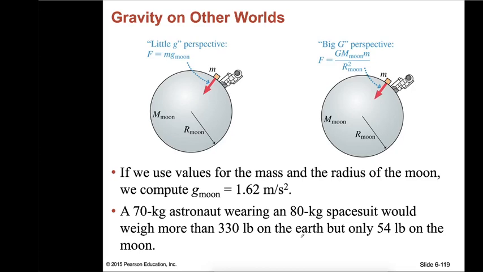Okay, if we use the values for mass and the radius of the moon, we can calculate the gravitational acceleration on the moon is 1.6. So a 70-kilogram astronaut wearing an 80-kilogram spacesuit will weigh more than 330 pounds on the Earth. However, it's only 54 pounds on the moon.